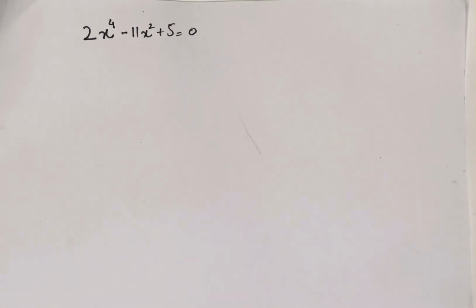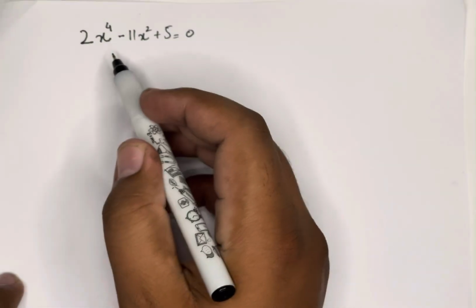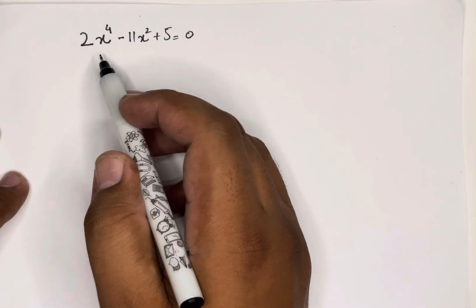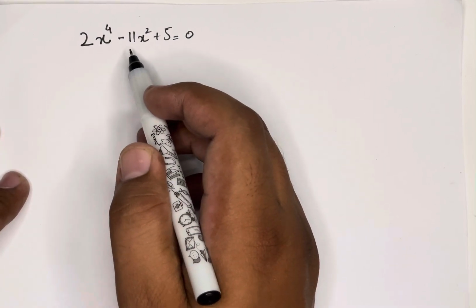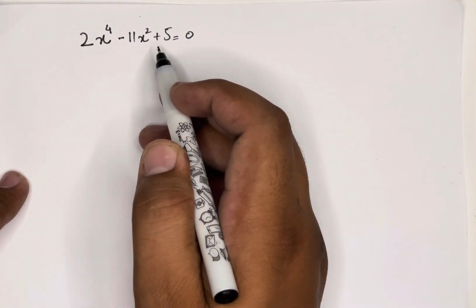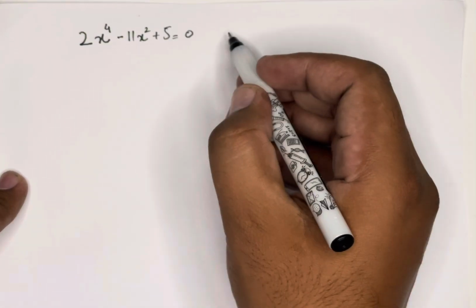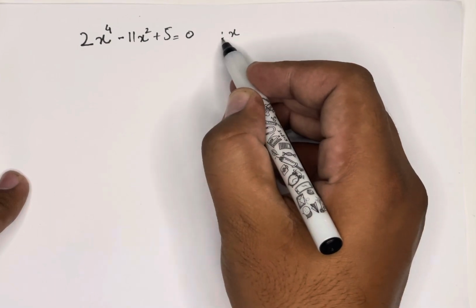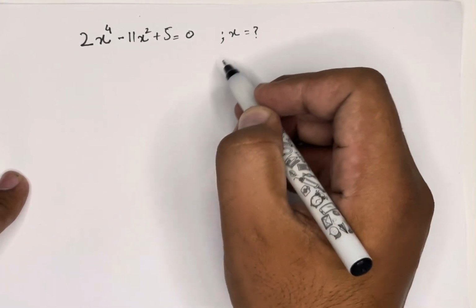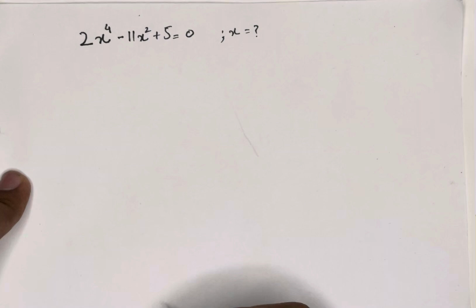Hello, today I am going to solve this equation. The equation is 2x to the power 4 minus 11x square plus 5 is equal to 0. So I am going to find the value of x. What will be the value of x? I am going to solve this equation.